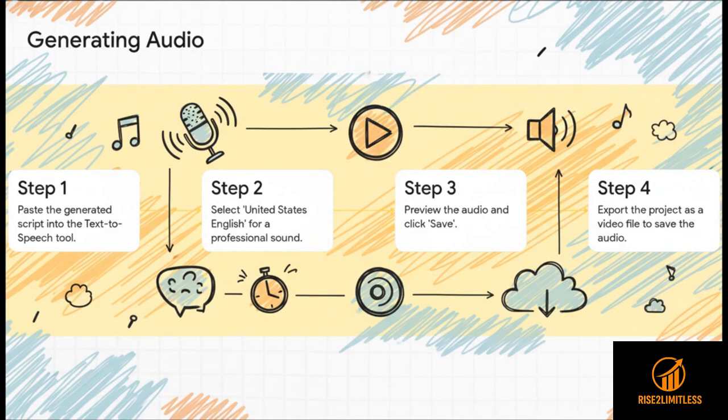The process here is super simple. You paste in the script, and the source makes a specific point to select the United States English voice to get a more professional sound. You give it a listen, hit save, and then here's the clever little workaround. Since it's a video editor, you export the whole thing as a low-res 480p video. You don't care about the black screen at all, you just want the audio that's baked into that file.